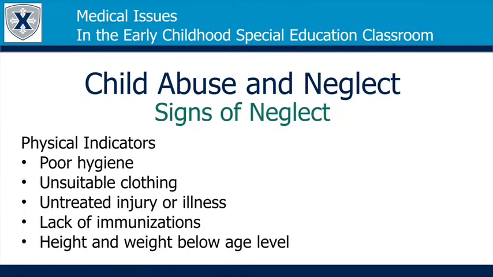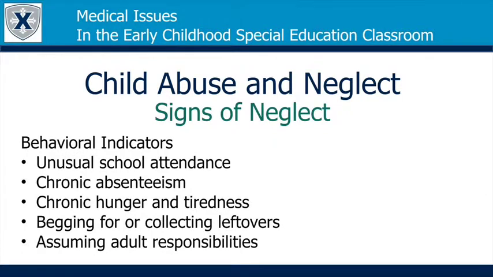They're going to have lack of immunizations. So if you see that, the school nurse would see if they're getting their proper immunizations, and you could follow up with that. And their height and weight could be below their age level. And if they're not attending school like normal, or they're usually at school and they start to not show up, then that could be a sign. And they could always be hungry and always be tired.